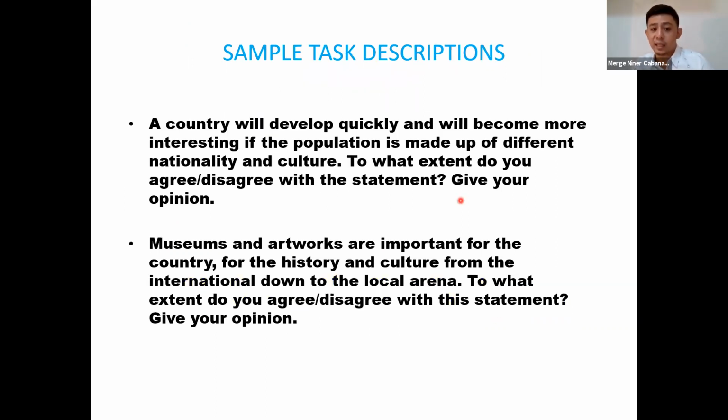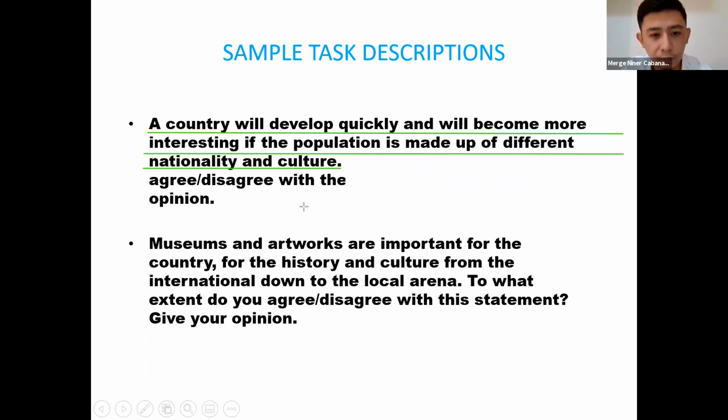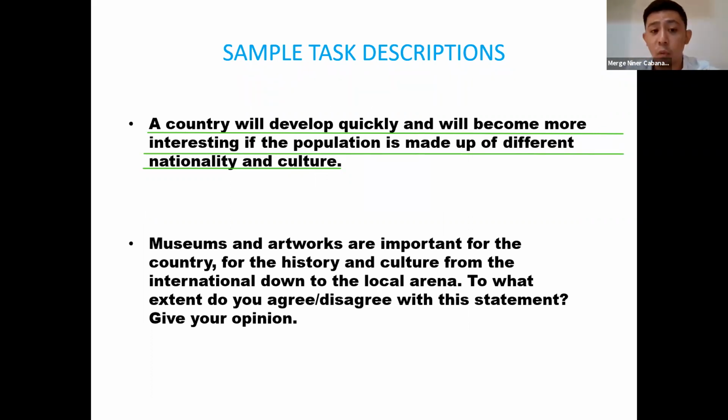Now, here are sample task descriptions. We are just going to do a breakdown. We are just going to analyze questions. So here is the first one. Here is my background statement: A country will develop quickly and will become more interesting if the population is made up of different nationality and culture. Now, let us first remove the "to what extent" part. Let me remove that for the sake of not being biased, and let us do voting. There is a statement right here in front of us, and it says that a country will develop quickly and will become more interesting if the population is made up of different nationality and culture.